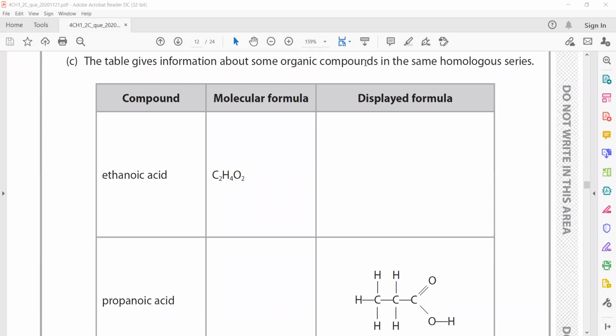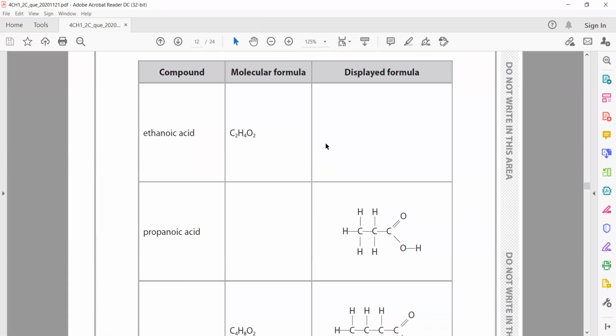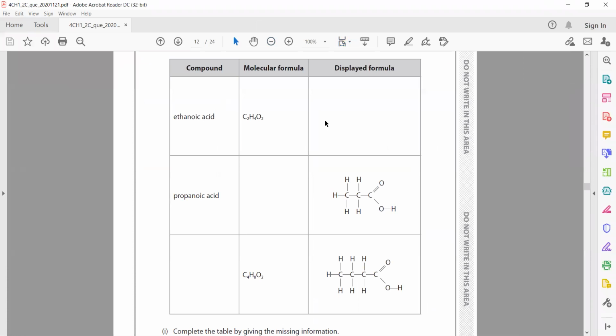The table gives information about some organic compounds in the same homologous series: ethanoic acid, propanoic acid, and then the third one, name it. Ethanoic means 2 carbons, so we'll draw 2 carbons, and because it's an oic acid, C double bonded with O and OH, and this will have 3 hydrogens. Propanoic acid, so C3 and H, when we count 1, 2, 3, 4, 5, 6, and O2. And this one has 4 carbons, single bonds, and due to the functional group it will be an oic acid, so butanoic acid.